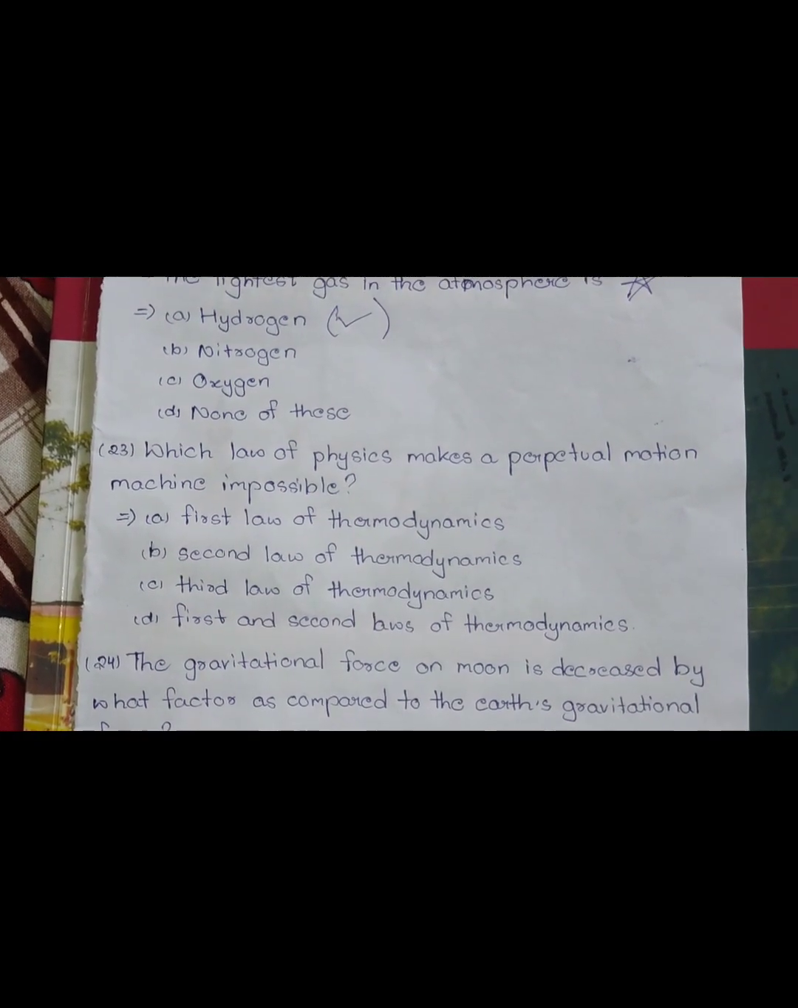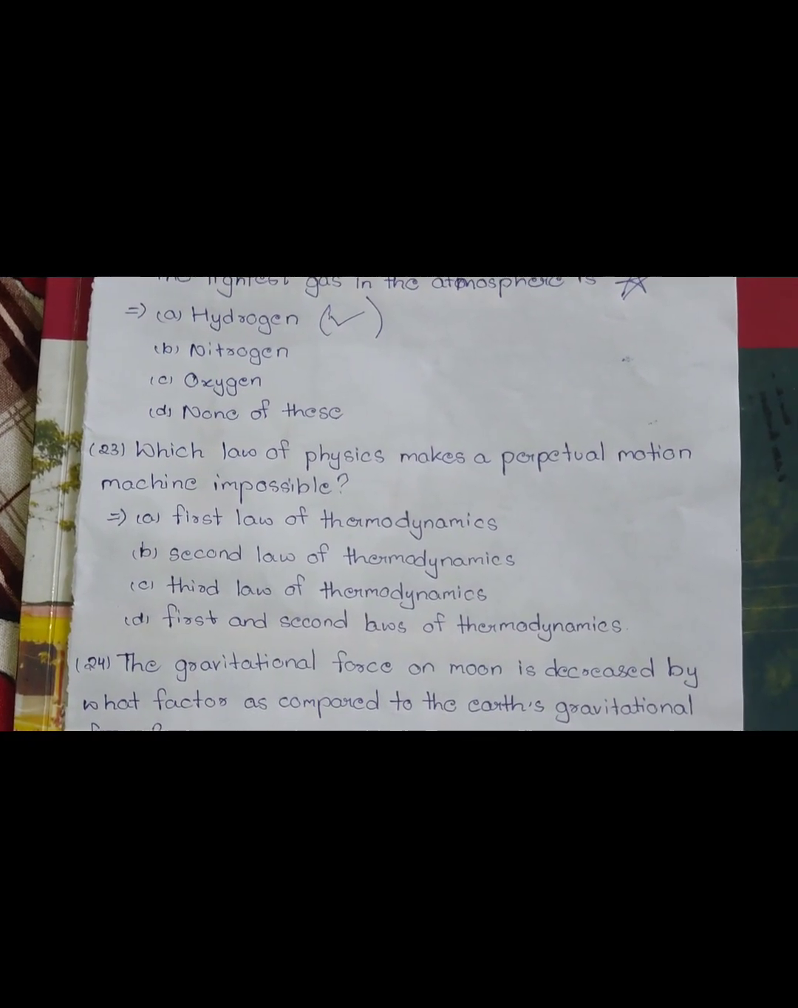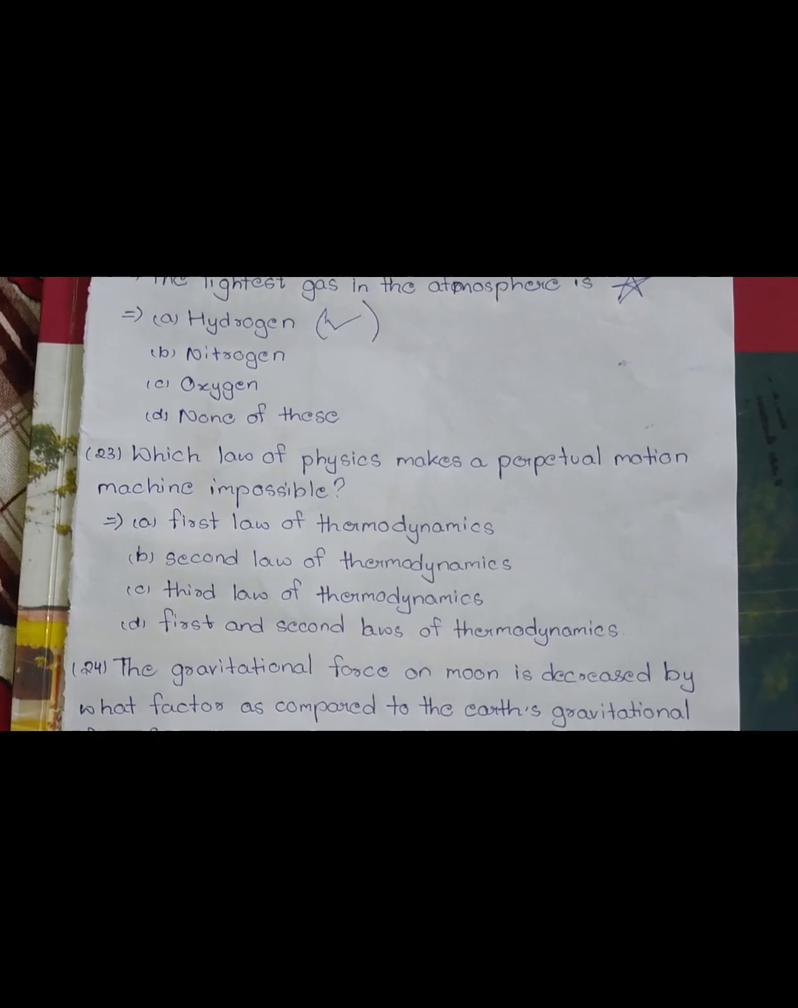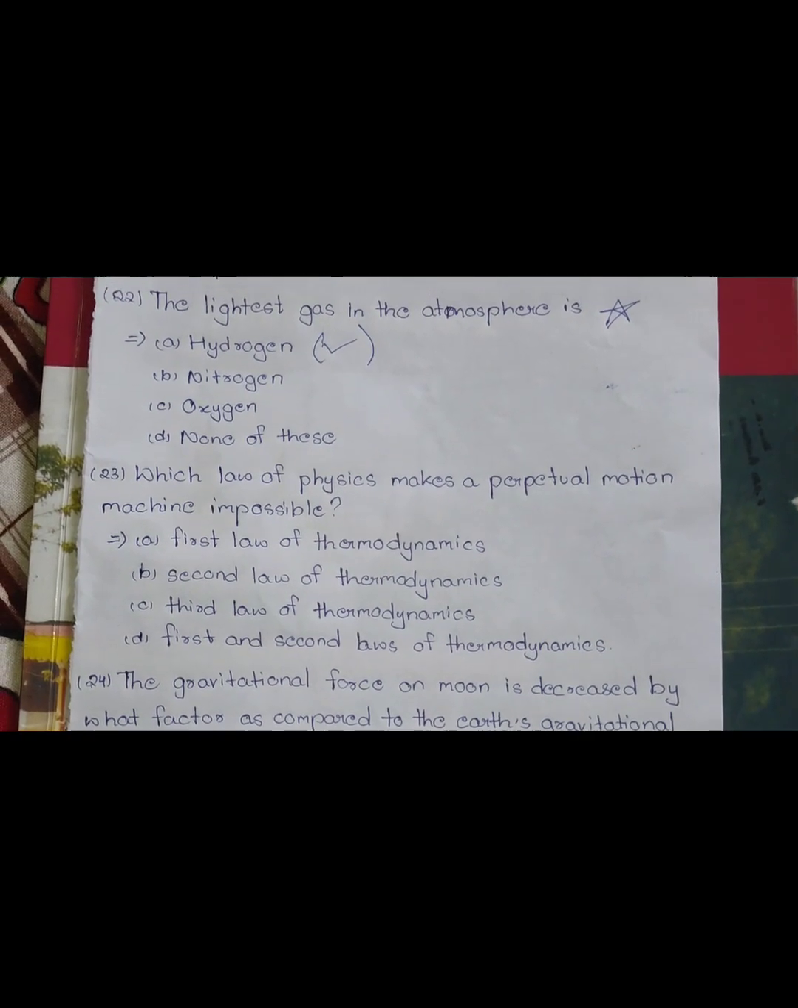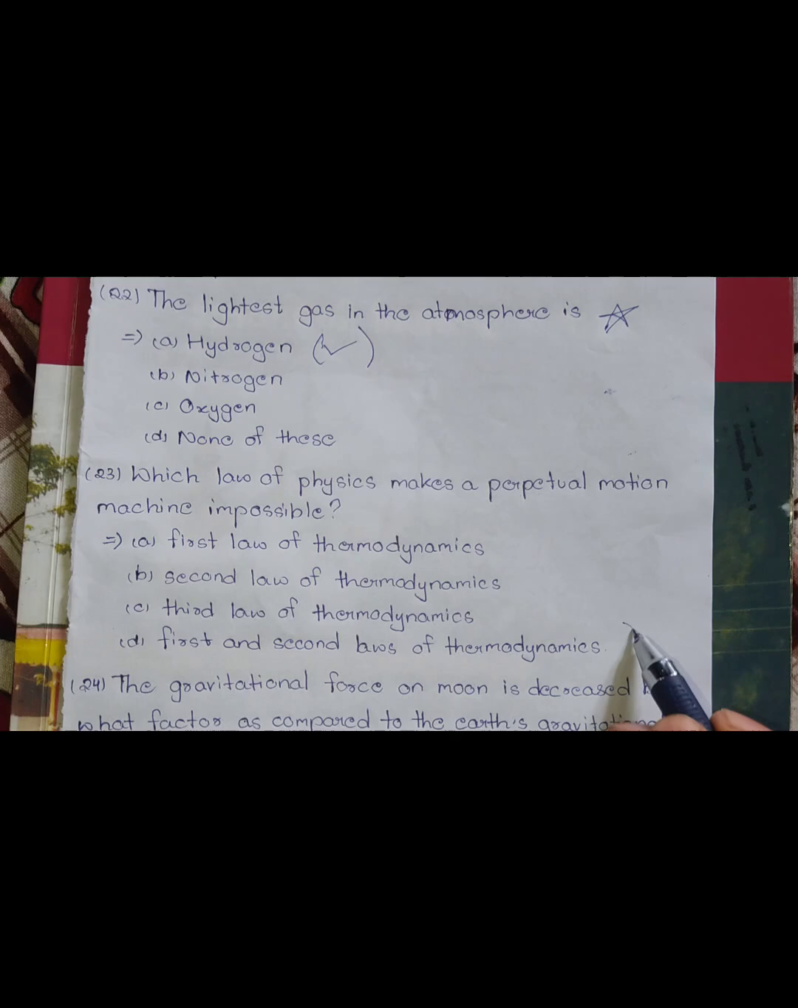Next question. Which law of physics makes a perpetual motion machine impossible? Option A, first law of thermodynamics. Option B, second law of thermodynamics. Option C, third law of thermodynamics. Option D, first and second law of thermodynamics. So the right answer is option D, first and second law of thermodynamics.